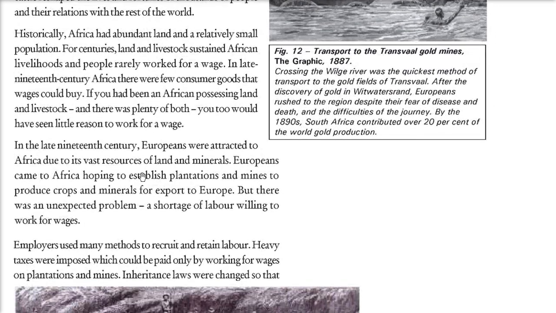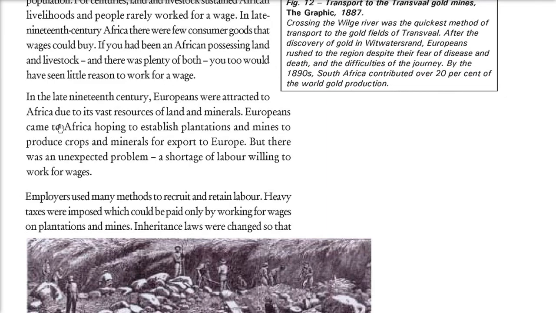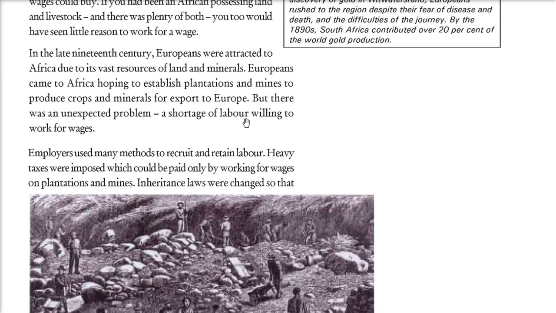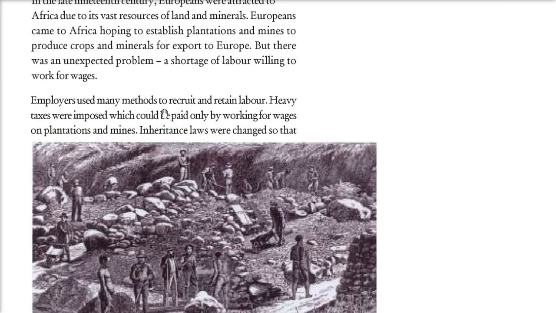Now Europeans, as I just said, came to Africa because of the vast land and minerals, and they wanted these African natives to come and work on plantations and mines, because they wanted to produce crops and minerals for export to Europe. But they had a problem. The natives didn't want to work, because they had never learned to; they had livestock and their life was quite easy. So how would these Europeans get them to work?